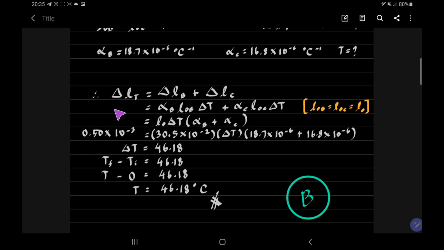The total elongation of both metals is 0.5 millimeters, which I convert to meter. This is the original length of both metals, still the same. Delta T, leave it first. Alpha of brass and copper are also given. Substitute into the equation so that you get delta T, where delta T equals T final minus T initial. Initially the temperature is 0, given in the question, so we need to find T final. Based on our calculation, T final equals 46.18 degrees Celsius. So the answer is B.